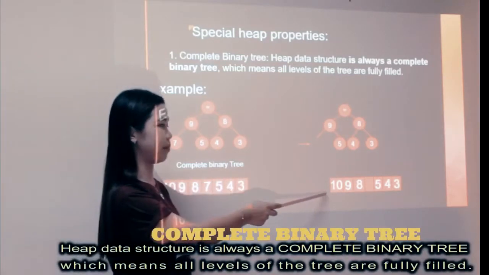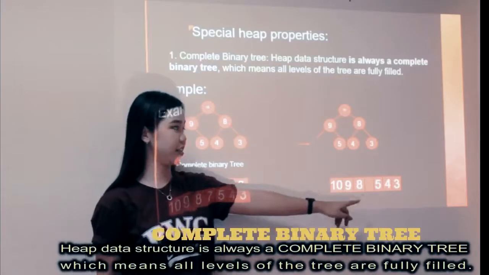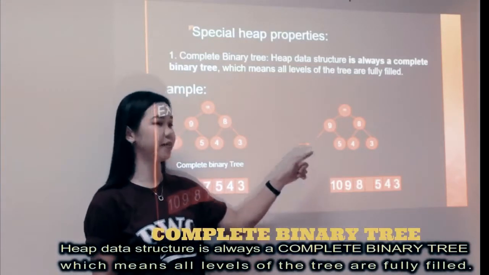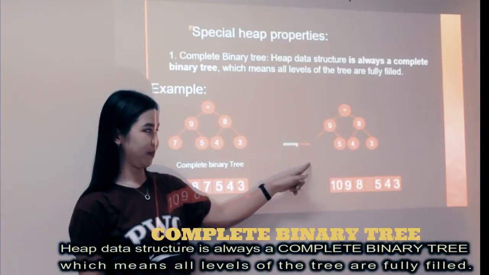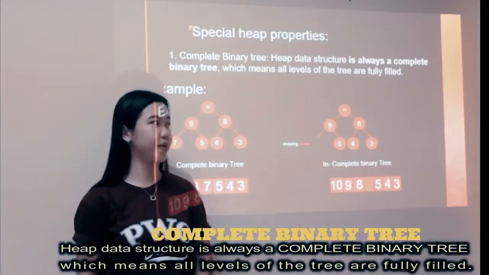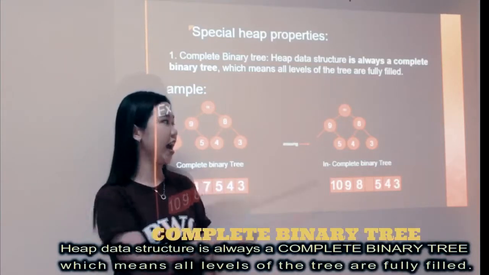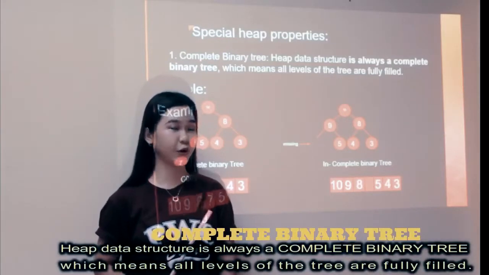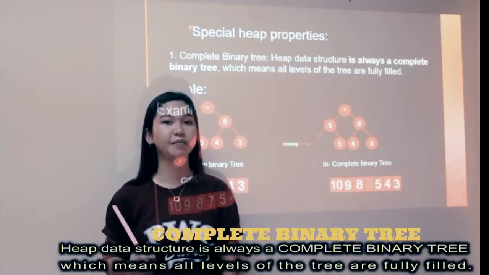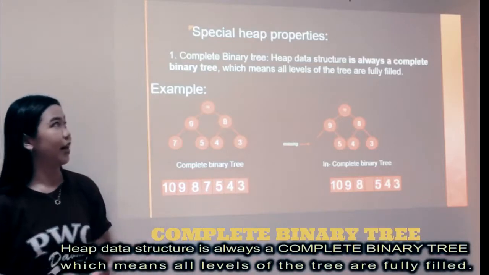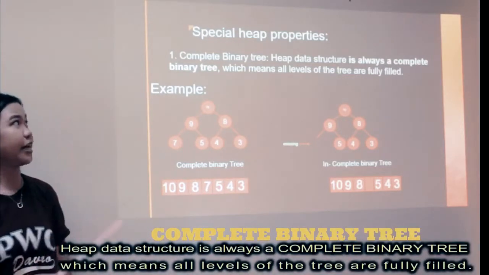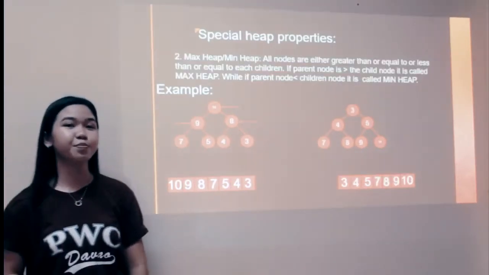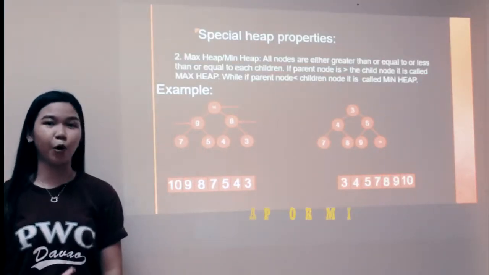Well, in the second example, if this is your array, as you can notice, there is a missing element in between. So this will make your binary tree an incomplete binary tree because there is a missing element here. And this will not be considered a heap if you have an incomplete binary tree. Again, the first property of a heap is that it should be a complete binary tree. The second property: it should be a max heap or min heap.